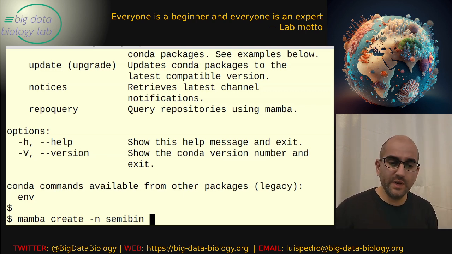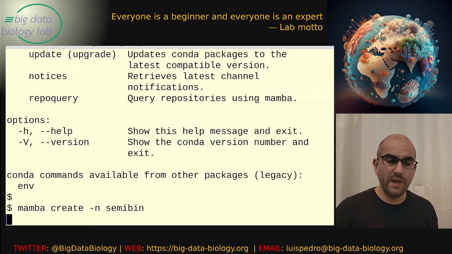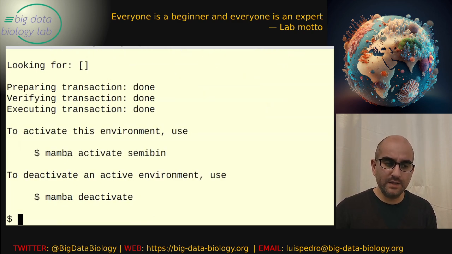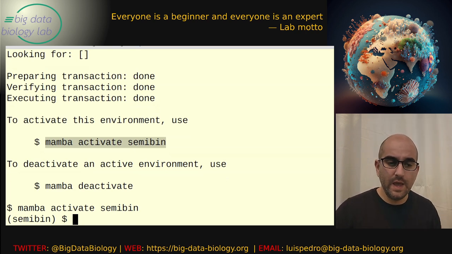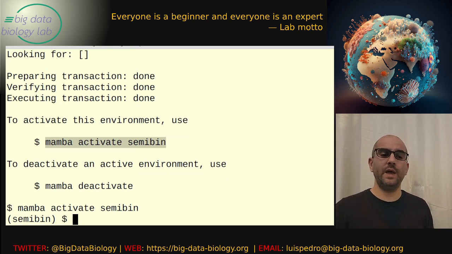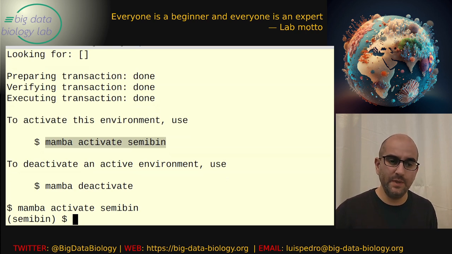Here I'm going to create an environment and name it semibin, just because here we'll be using the tools that my group develops as examples, but this would apply for anything. The name could be anything at all, and it's very fast. Then I have to activate it: mamba activate semibin. One thing you can see is that the prompt has changed, so I have semibin in parentheses, and now we can install software.